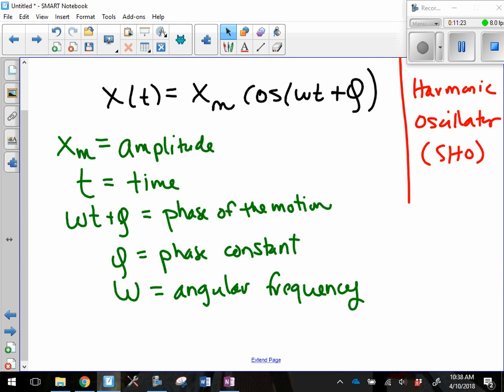Because I could set this into motion, and then I could decide to start my stopwatch when it was at the equilibrium point, when x was equal to 0. And then I would need phi to be pi over 2 or negative pi over 2, depending on what happened next. Okay? All right. So we should probably try to relate this to periods, since that was one of the first concepts we talked about.